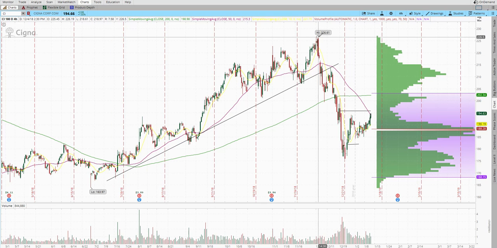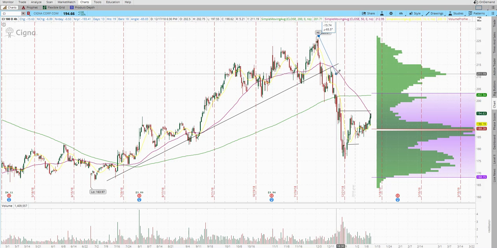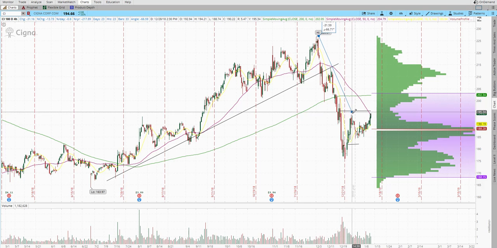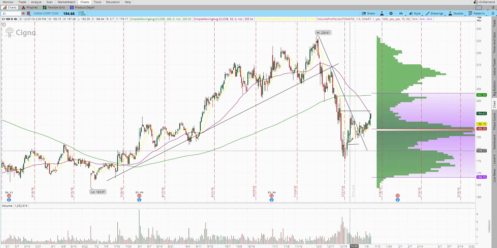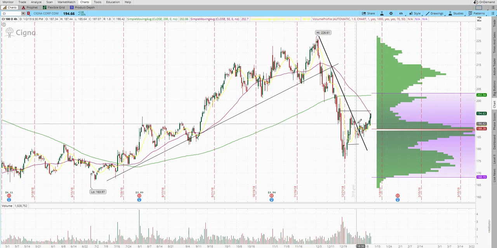We have a clear, very sharp downtrend here in place, which has been broken by this recent consolidation. So because of its strength going into the end of the quarter, it has attracted my interest along with significant upside option activity, call activity.